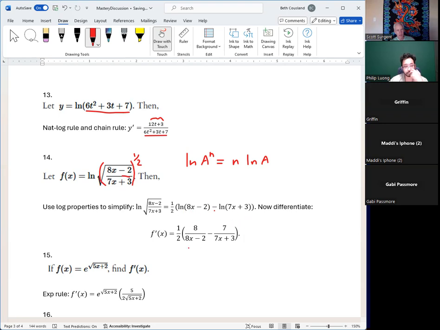Here you got 8x minus 2 on the bottom. Chain rule gives you 8 on the top, pardon me. Here you got 7x plus 3 on the bottom. Chain rule gives you 7. And I'd leave it. That's finished.